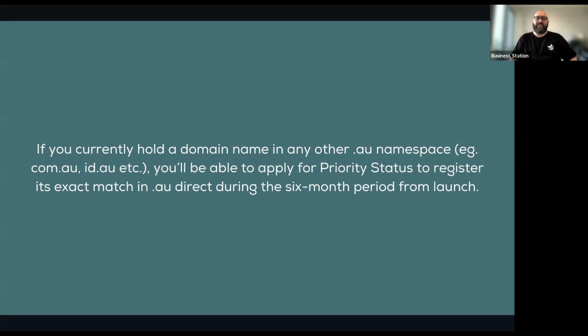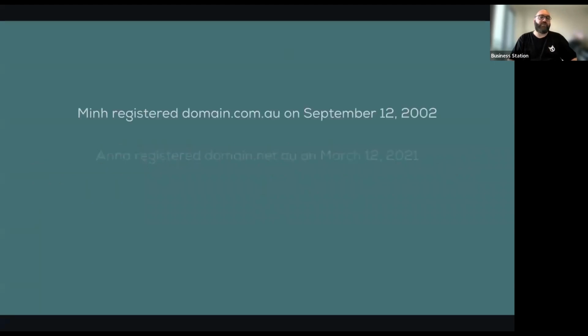So to get that, I need to apply for the priority status for the exact match before the 6-month period is up. So 6 months, so it's March, April, May, June, July, August. So before September, you want to have this in hand. You want to make sure you've secured this if you already hold a .com.au.